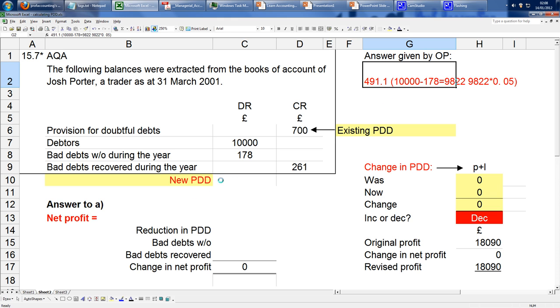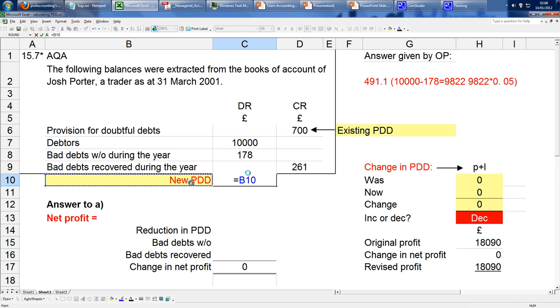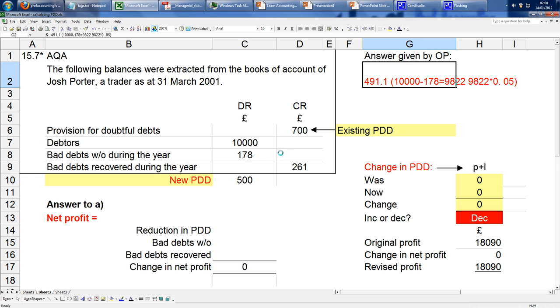The reason why is just based on the policy. The PDD is £10,000 times 5%. That's what they state in the question, as in 5% of the debtors balance. That's what you have to use. I do understand why you have used the 178, because in truth the debtor balance should actually be lower by 178. It's just that the debt account hasn't been reduced yet.